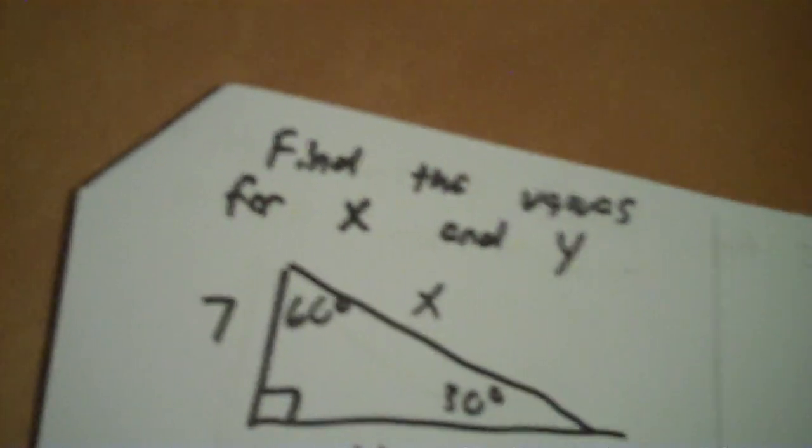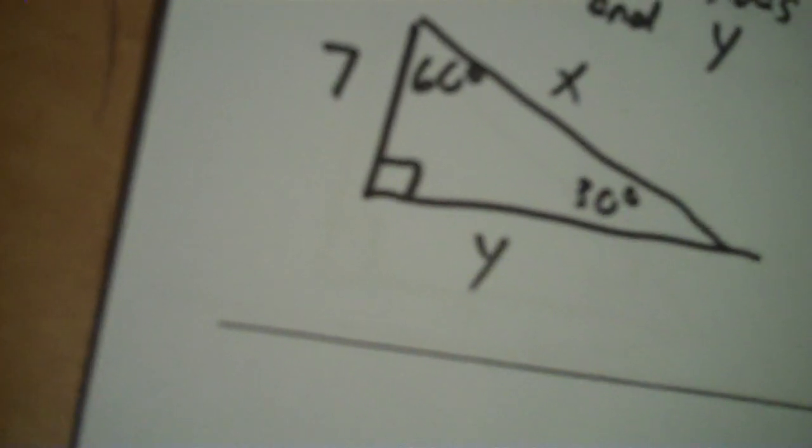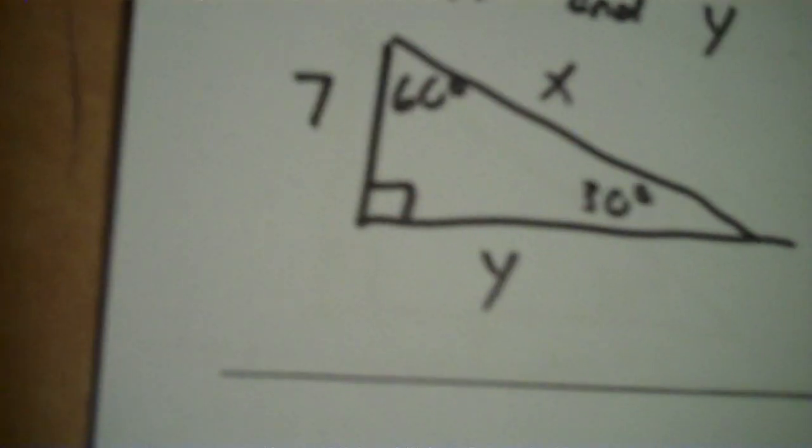Okay, now we're going to get some 90-degree triangles. Find the values for x and y. I'll be finding x here and y here. To find these, you know you're going to need to use proportions. You know this because you only know one of the sides. Anytime you only know one side, you've got to find the other two.